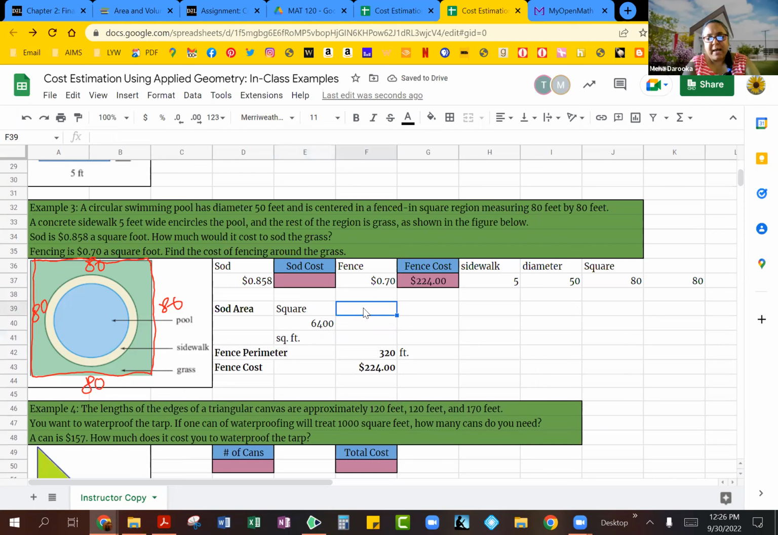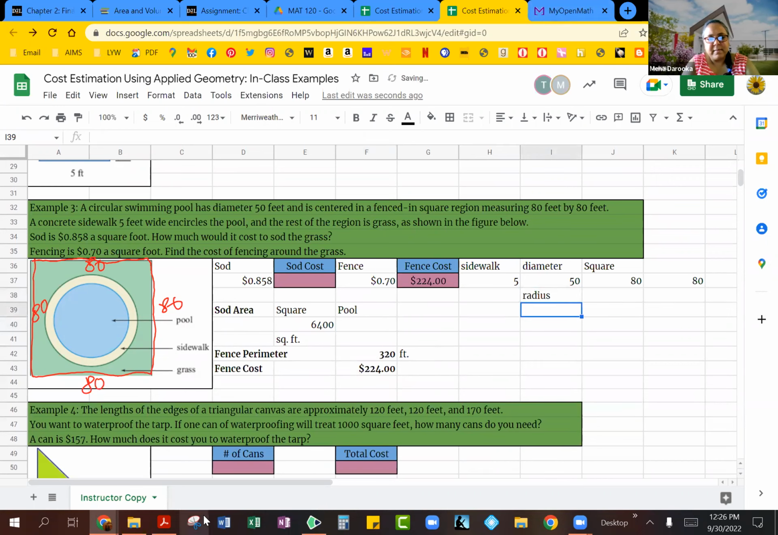Then we need to find the area of the pool. And what measurement did they tell us for the pool over here? The diameter of the pool is 50 feet, right? So if the diameter is 50 feet, what is the radius then? Yeah, very nice, Sabrina. Very good. So the radius is going to be half of the diameter.